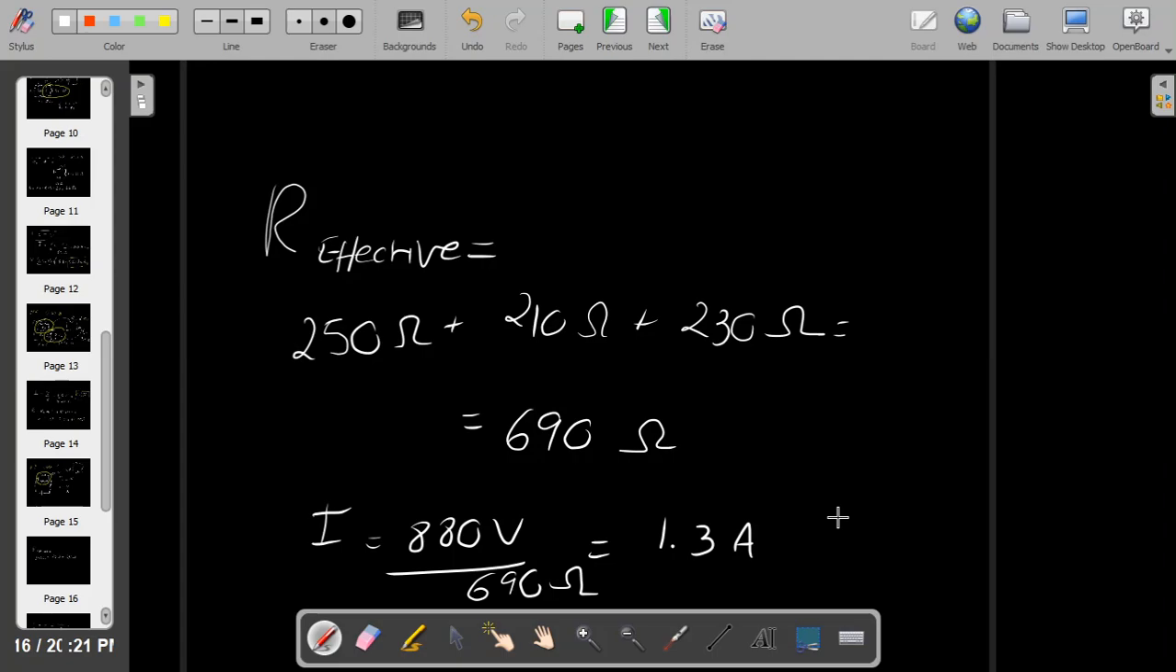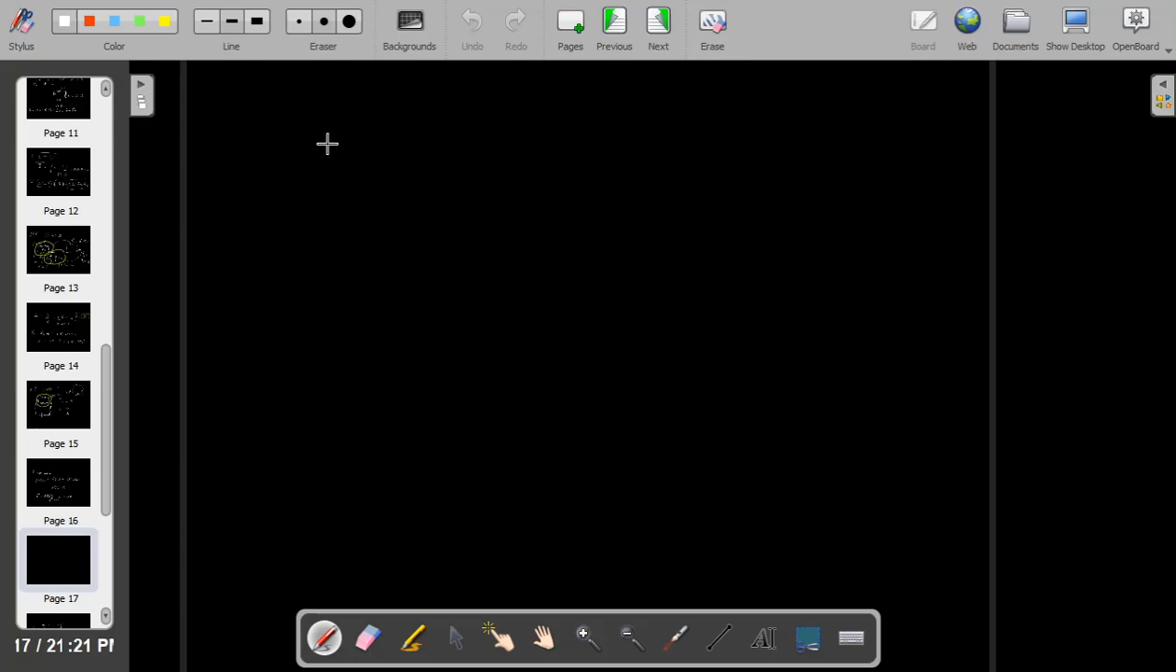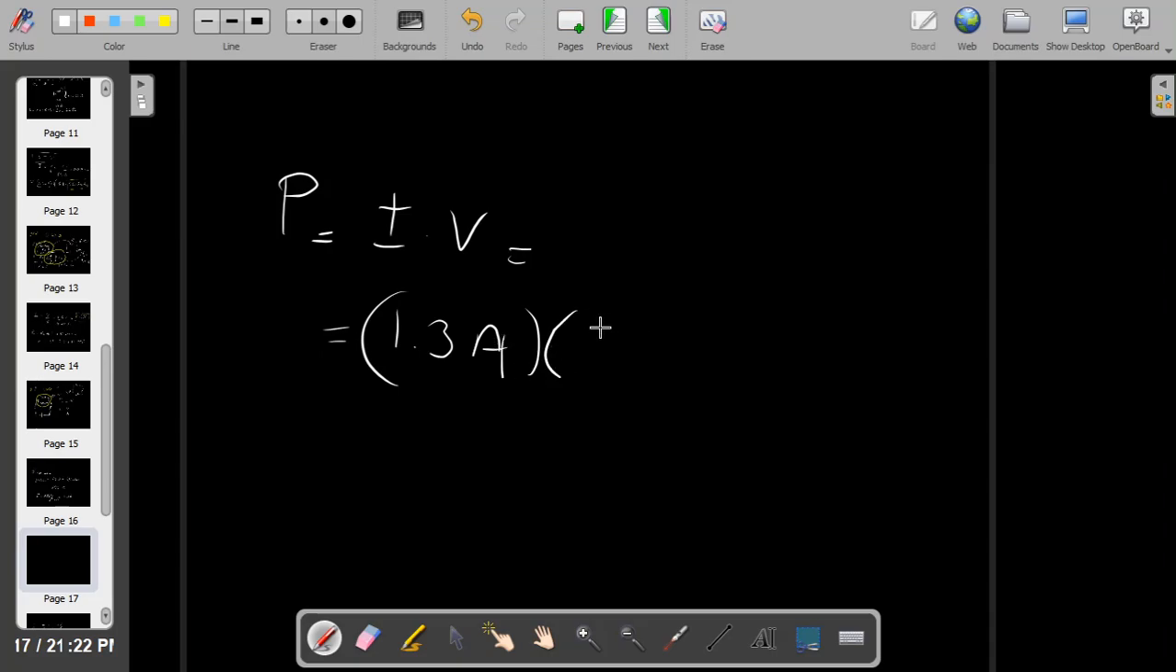We're not done because they didn't ask for the current. They asked us for the power, the electrical power in this circuit. But we know that if we use this formula and we have everything we need for it, we can calculate that power. We just calculated the current, that's the 1.3 amps. And the voltage was given to us. The voltage is in your problem. So that's 880 amps. No, not amps, volts.